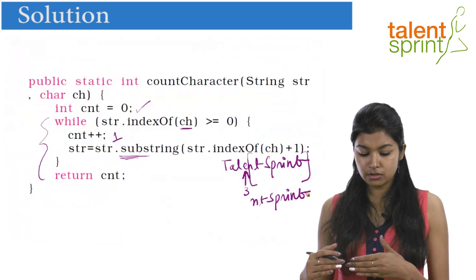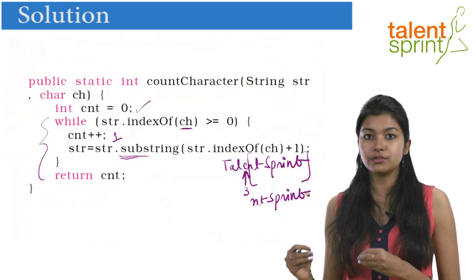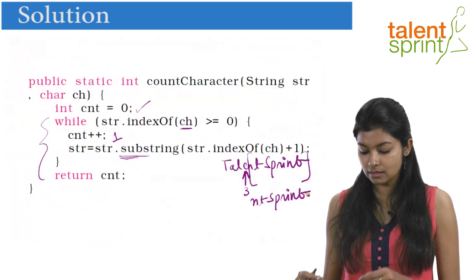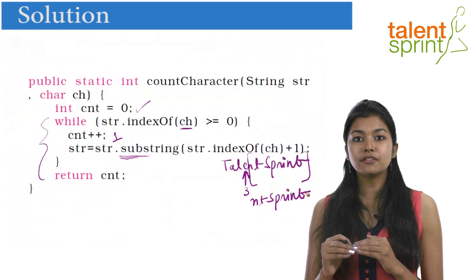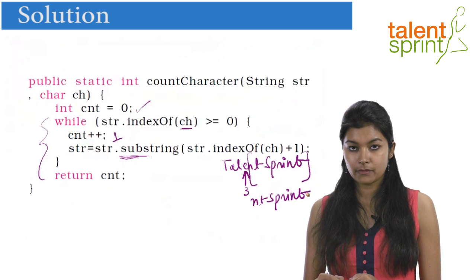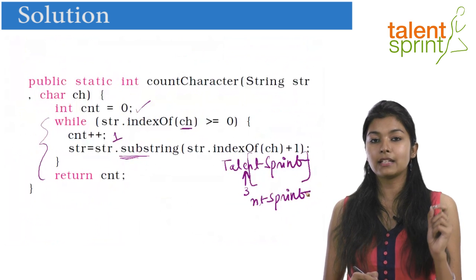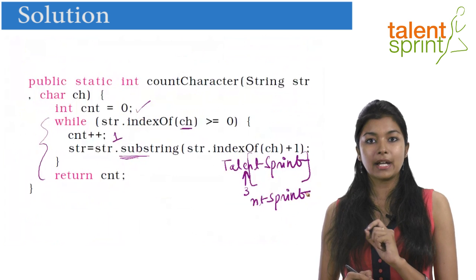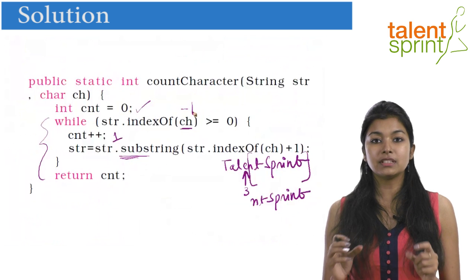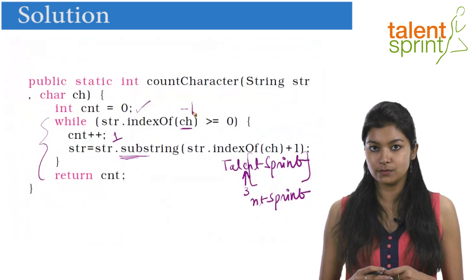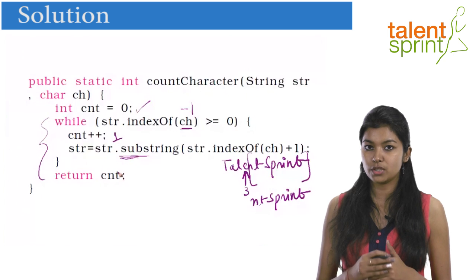Now in the next iteration, we'll again check if indexOf ch is greater than or equal to 0, which means is ch there in the string at all. Now this time, the indexOf function will not find E in our string. So when the indexOf function is not able to find the character in the string, it returns -1. Now -1 is not greater than or equal to 0. So this is our while loop terminating condition. Now we'll move out of the while loop and we'll return the count at the end, which is 1.